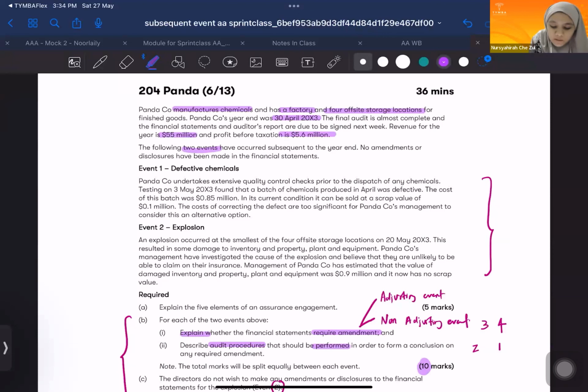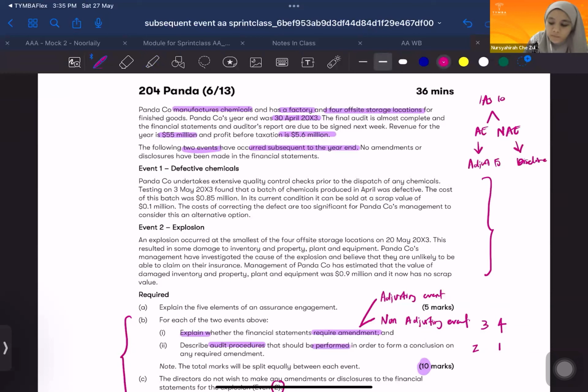The following two events have occurred subsequent to the year end. Then you know this is a subsequent event question. No amendment or disclosure has been made in the FS. Perhaps you need to recall your IAS 10 events after the reporting period, where there is an adjusting event and a non-adjusting event. If it is an adjusting event, you have to adjust the FS. If it is a non-adjusting event, you have to disclose that event after the reporting period in the FS. However, if the amount is immaterial, you can ignore. Ignore here means no need for disclosure, no need to adjust.